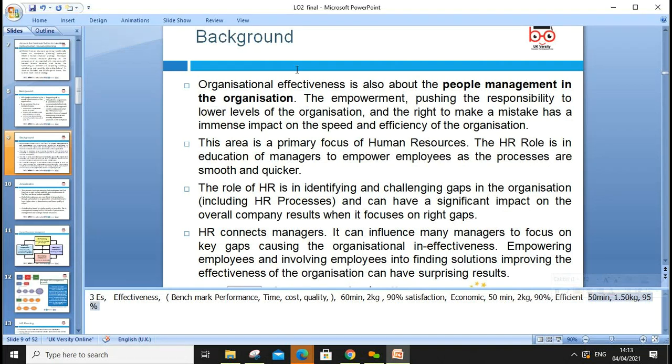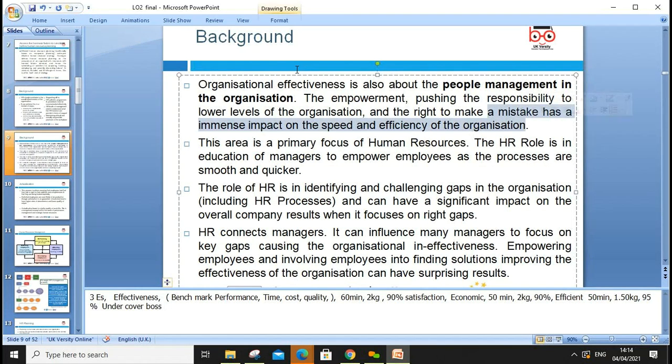So the people management in the organization: empowerment, pushing the responsibility to the lower level of the organization. Yes, so giving the rights to the lower level. That's why I suggest a couple of you watch the program Undercover Boss, which is quite good to watch. Okay, so mistakes have an immense impact on the speed and efficiency of the organization.